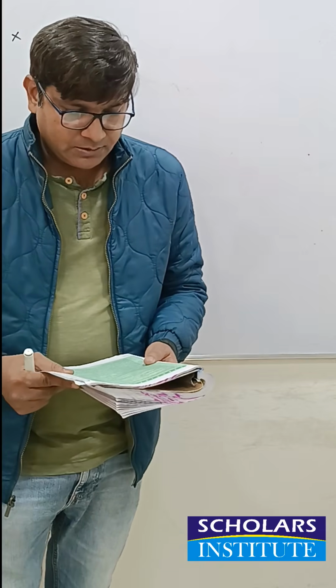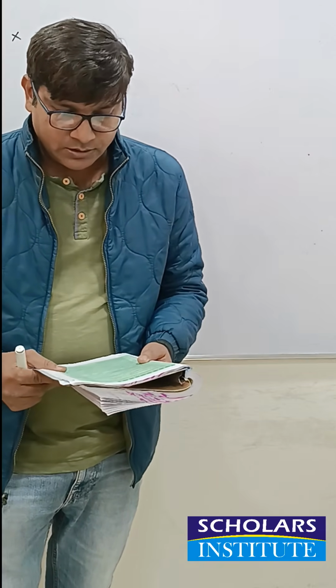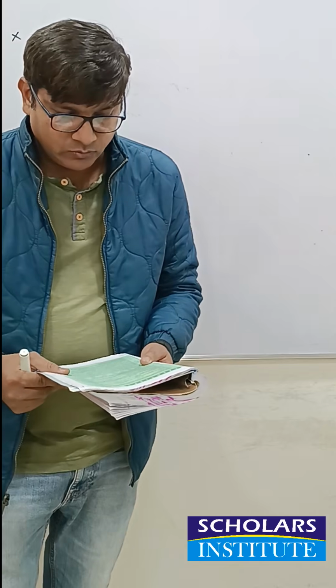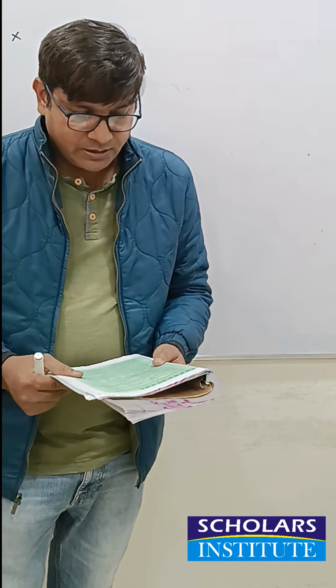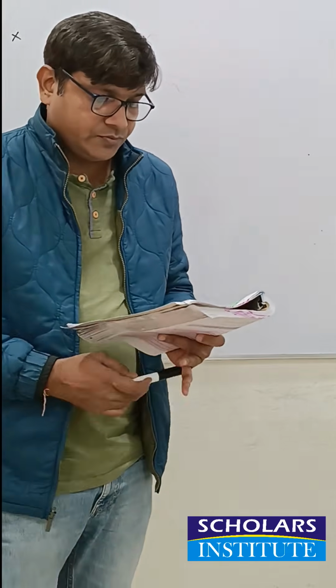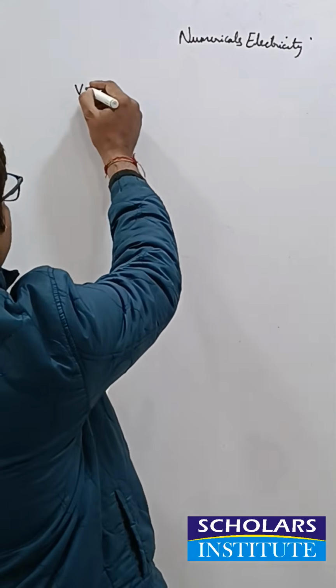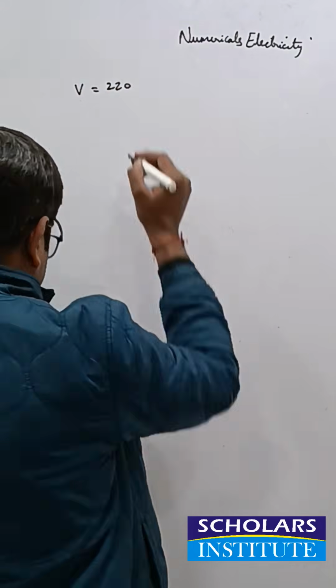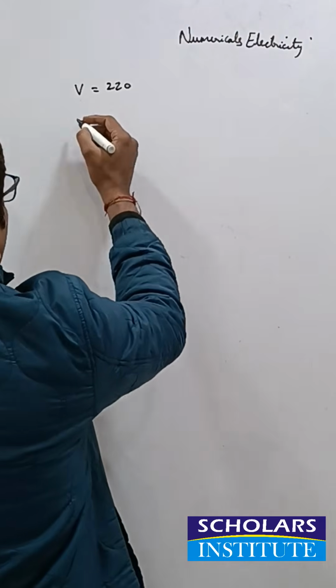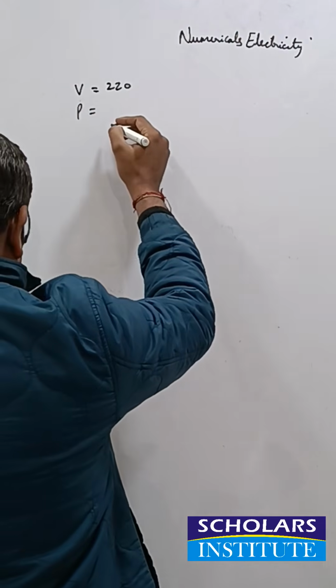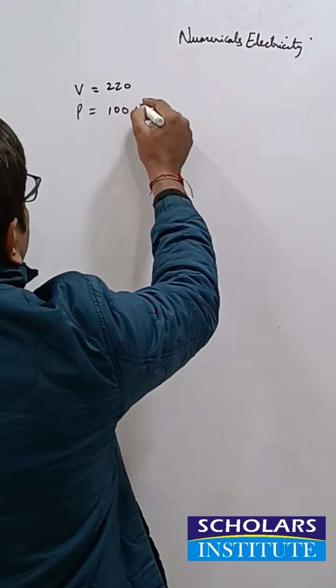So the question is, an electric bulb is rated 220 volt and 100 watt. When it is operated at 112 volt, the power consumed will be. Okay. So what we have been given is potential difference, which is V is equal to 220, and power is given to us as 100 watt.